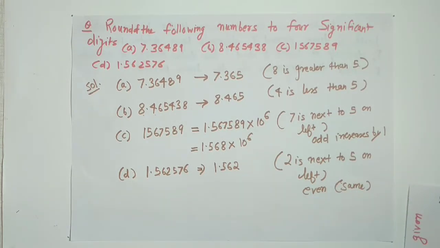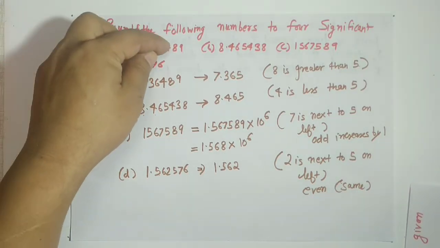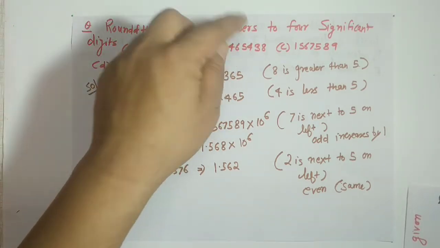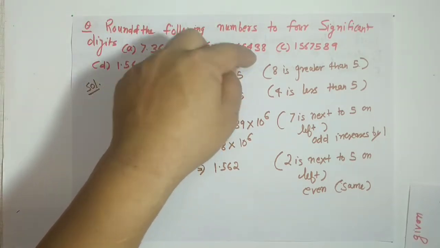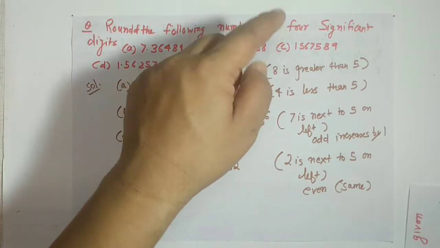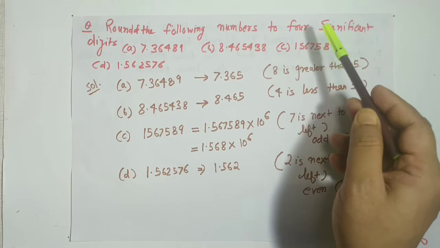So remember, these are the things which are again repeating. For this, it is 8, so it will be rounded off to 5. For this, it is 4, so it will not be rounded up. It is less than 5, so it will be 8.465. Then in this case, it is what?